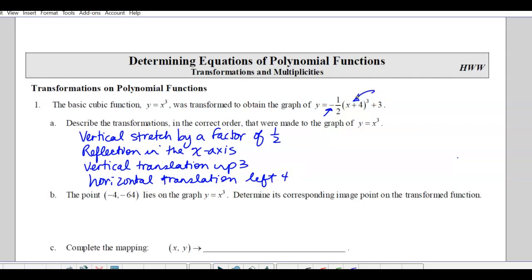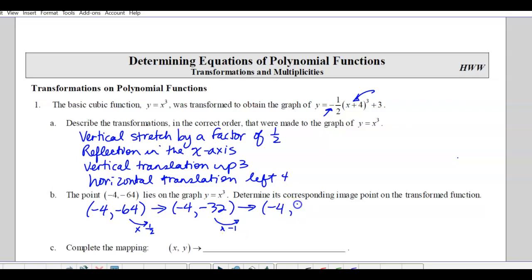So the point -4, -64 lies on the original graph. Determine its corresponding image point on the transformed. So start with that point. Now we're going to do a vertical stretch. So by a factor of 1/2, so I'm going to multiply by 1/2. Then I'm going to do a reflection in the x-axis, so multiply by -1.